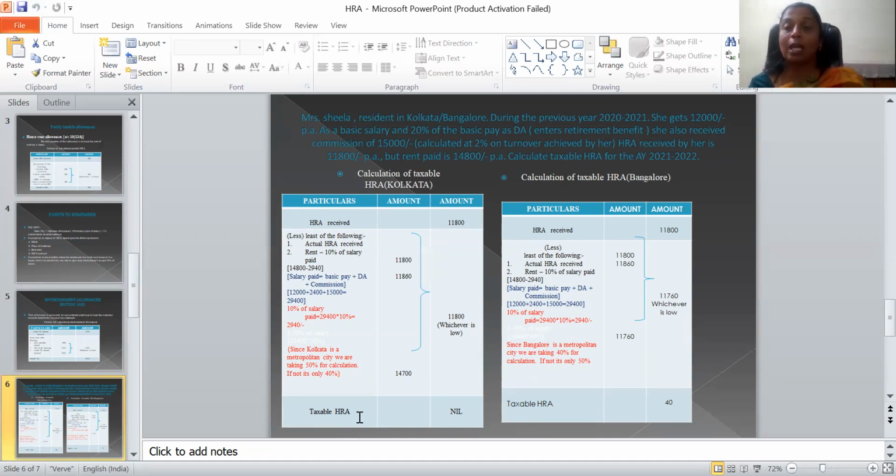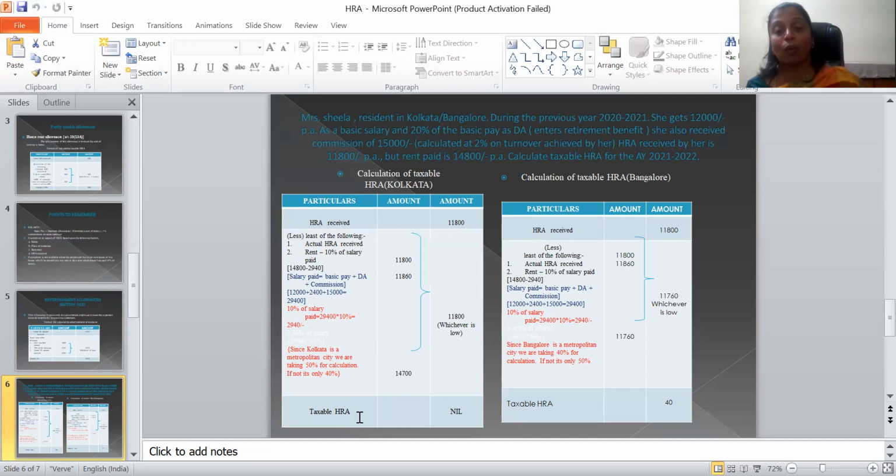Then we need to check which is the least amount that gets exempted. So whether it is 11,800 or rent paid minus 10% of salary. The rent paid by her is 14,800. Salary includes basic pay, dearness allowance, as well as commission, which comes up to 29,400. Rent paid of 14,800 minus 10% of 29,400, which is 2,940. When you deduct that, it will be 11,860 rupees.